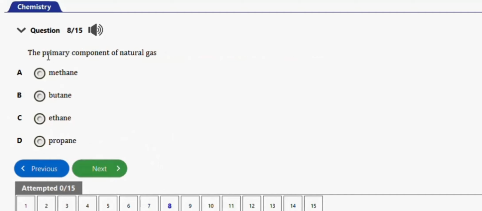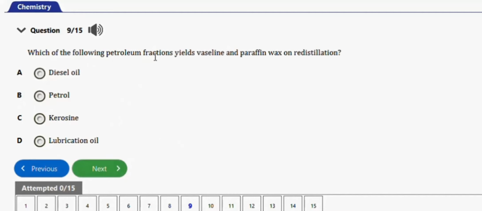The next repeated question will be this one. It says the primary component of natural gas is, so this is very simple, methane. The answer is option A. The next question will be this one. It says which of the following petroleum fractions is used for Vaseline and paraffin wax from distillation? So it is our lubricating oil. It is the one used for Vaseline and paraffin wax.